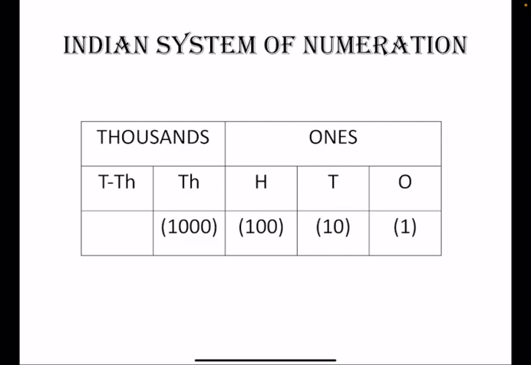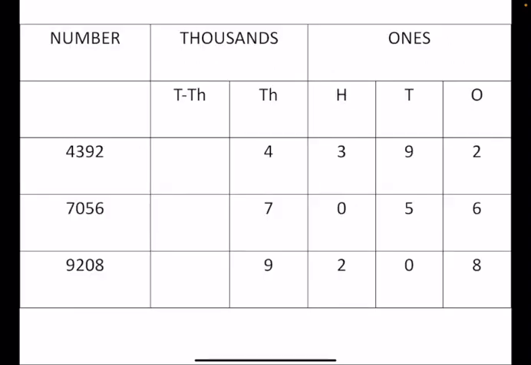So you can see that ones place has the value of 1, tens place has the value 10, hundreds has the place value of 100 and thousands has the value of 1000. Now we have taken some numbers. I have written here 3 numbers and we will place them in the place value chart.